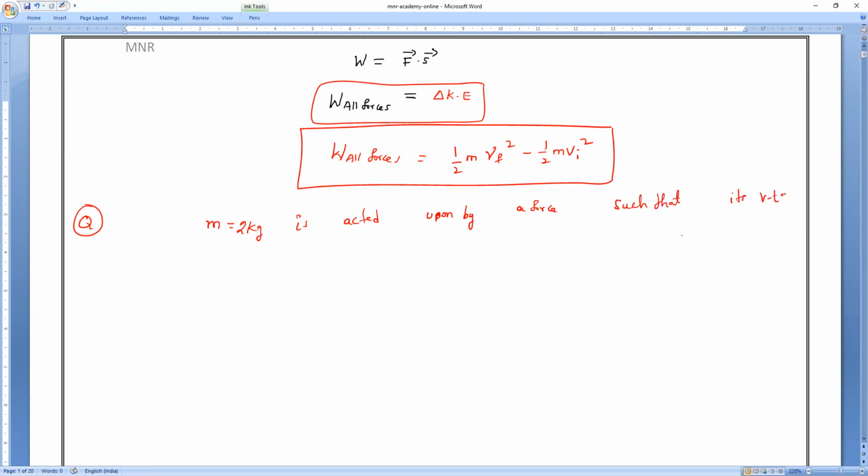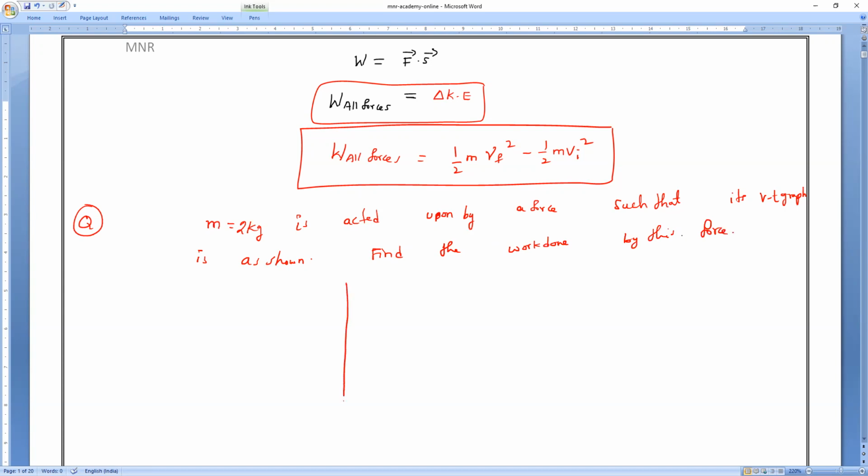its velocity time graph is as shown. I think this question we already solved yesterday. Am I right, everybody? Rudreswar, completed or not? Yes, sir, complete. Find the work done. Okay, we'll make it once more. Find the work done by this force. So we have done that.